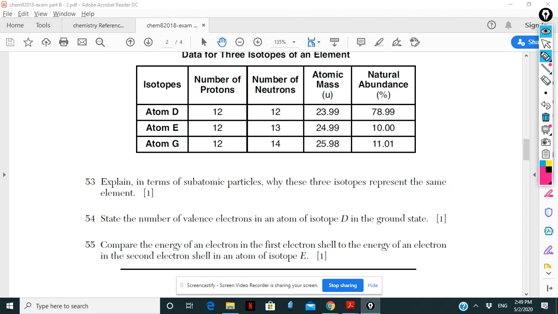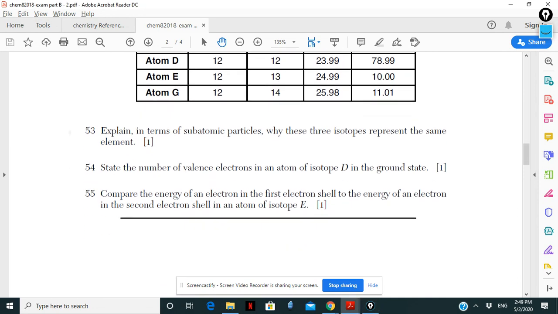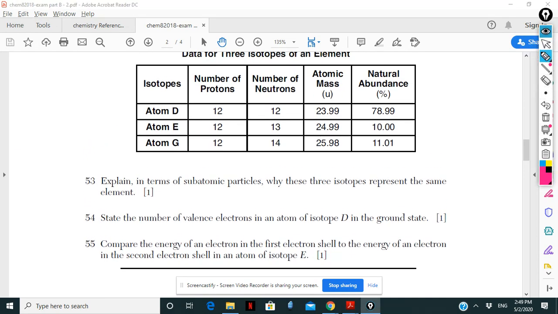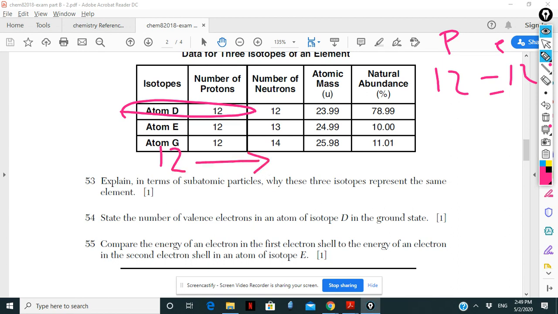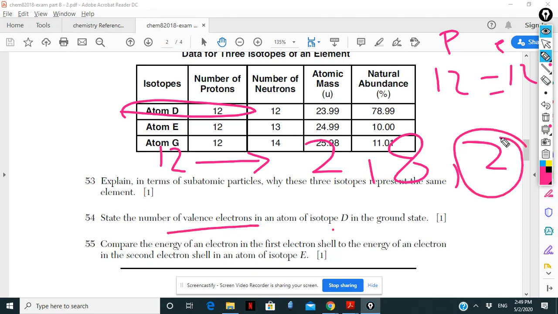Okay. Now state the number of valence electrons in isotope D. So in isotope D, the number of protons equals the number of electrons. So that's a proton, that's an electron. So I have 12 electrons. When I distribute them, it's 2, 8, 2. And the valence electrons are the last one, so it's going to be 2.